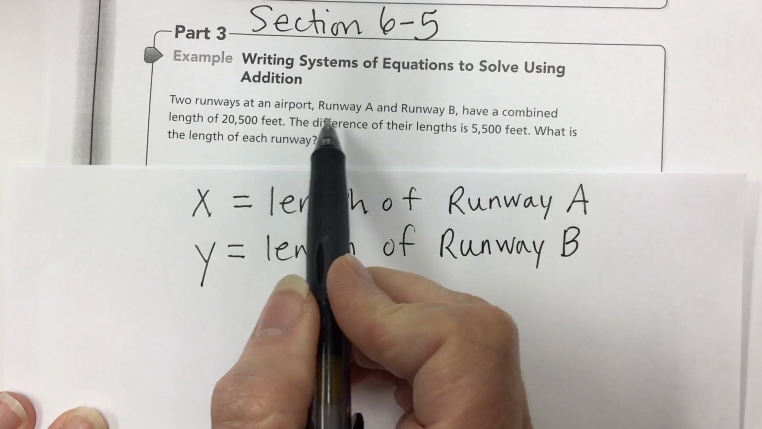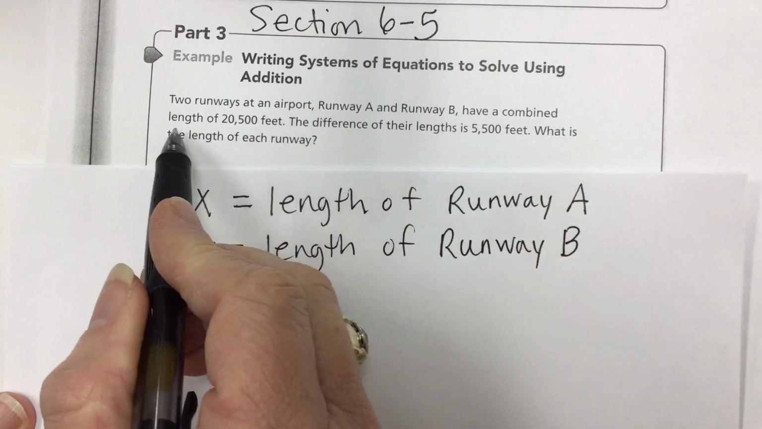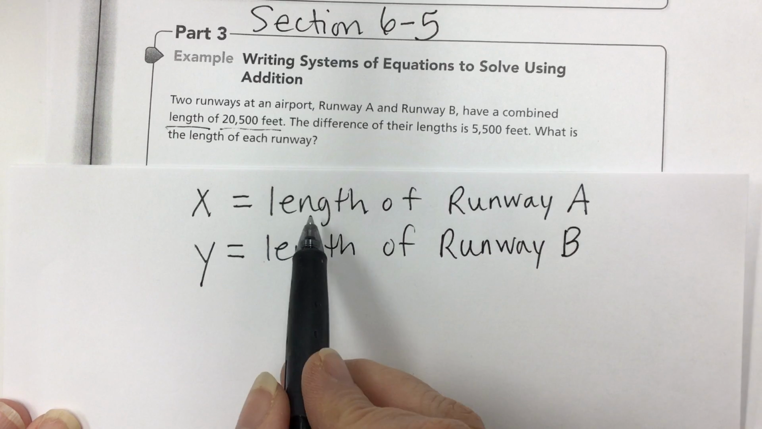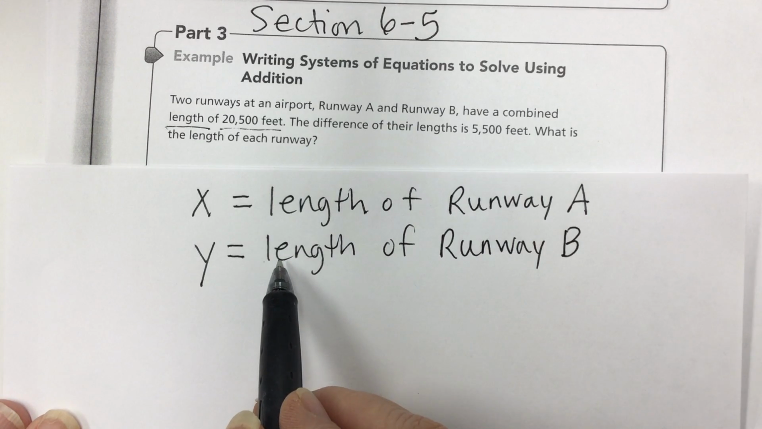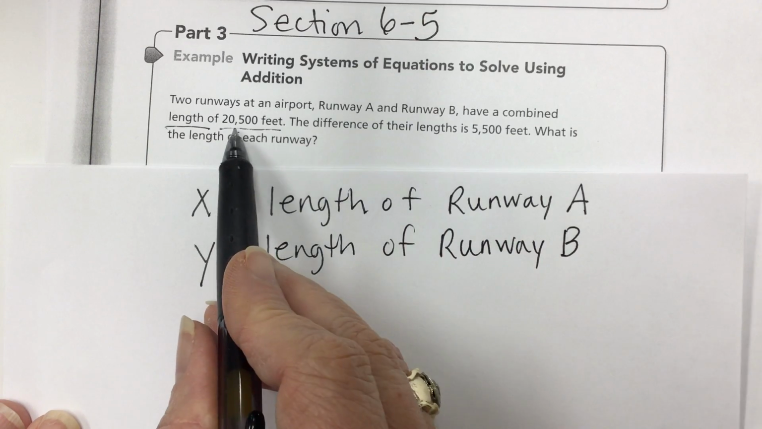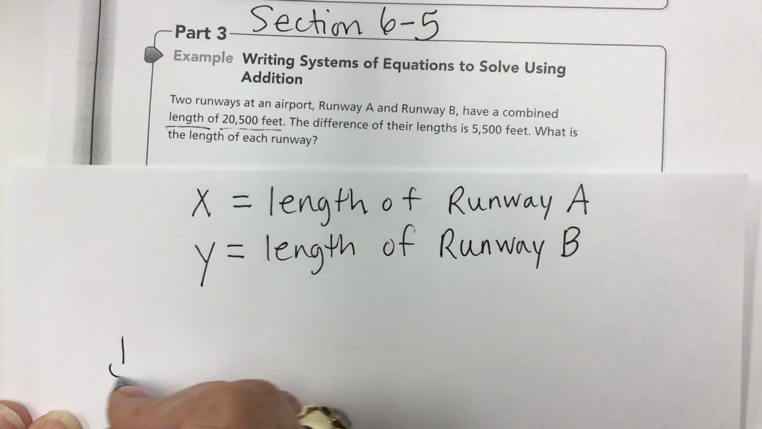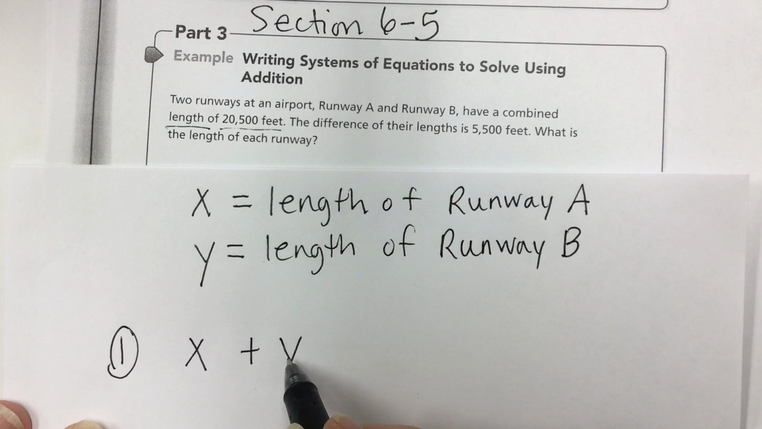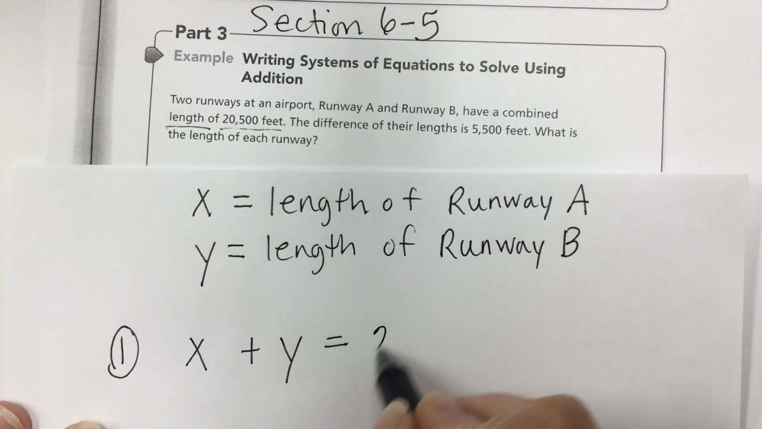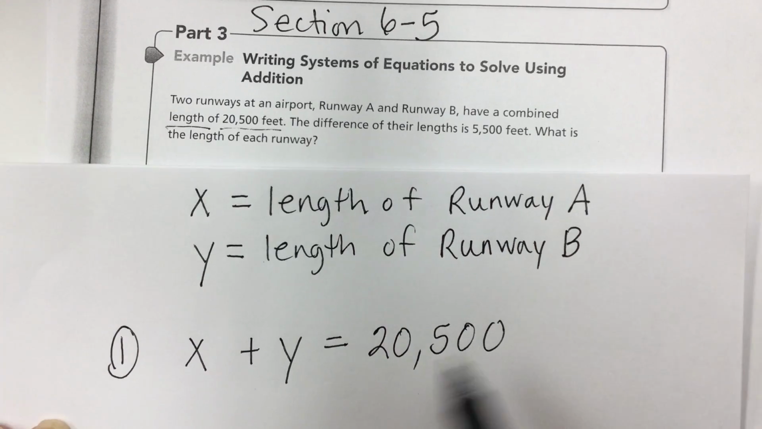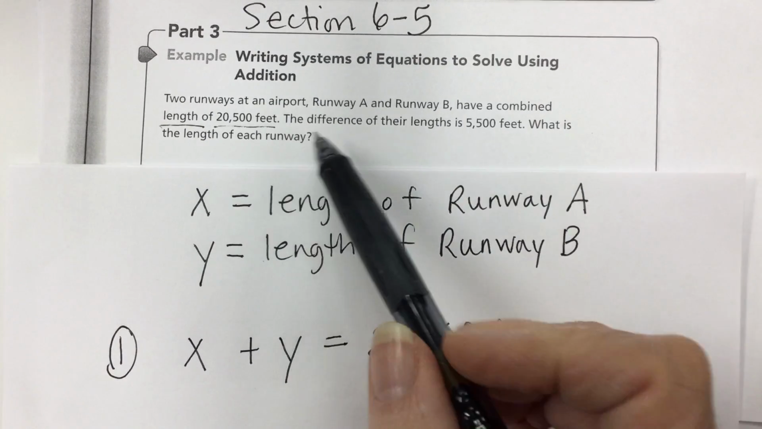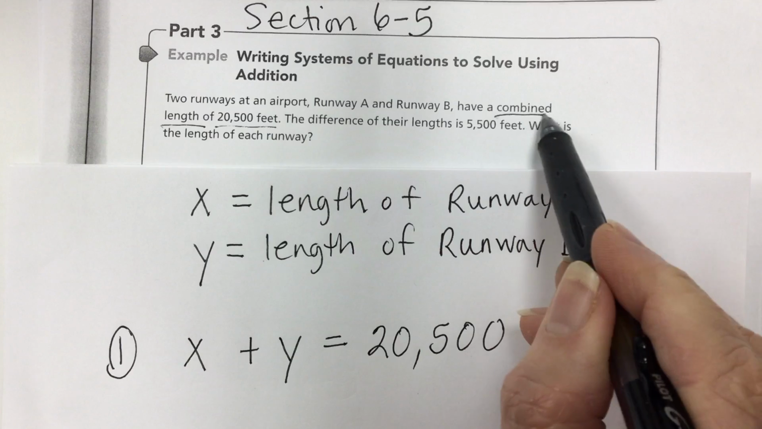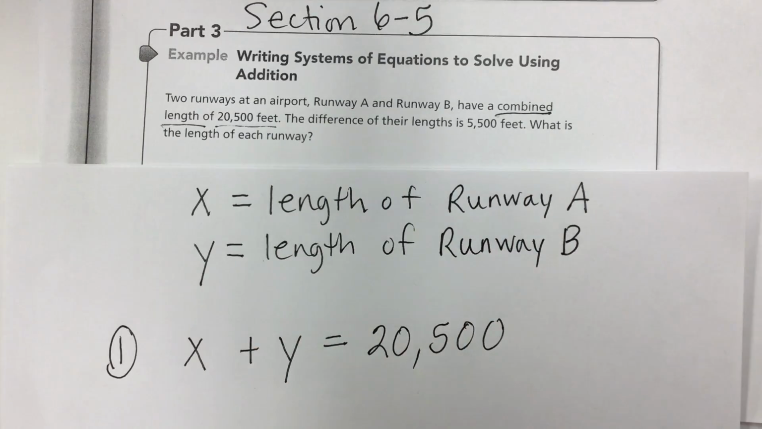Now, I'm going to take that first sentence. It says, runway A and runway B have a combined length of 20,500 feet. So I know that when I add the length of runway A plus the length of runway B, I'm going to get 20,500 feet. So I'm going to let equation 1 be x plus y, the length of runway A plus the length of runway B, equals 20,500. That is the equation I get from the first sentence. The two runways have a combined length. Combined means add them together. Together their length is 20,500 feet.